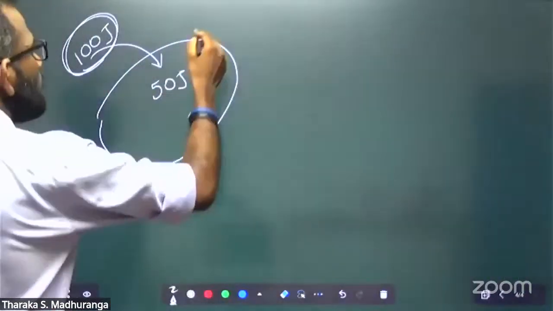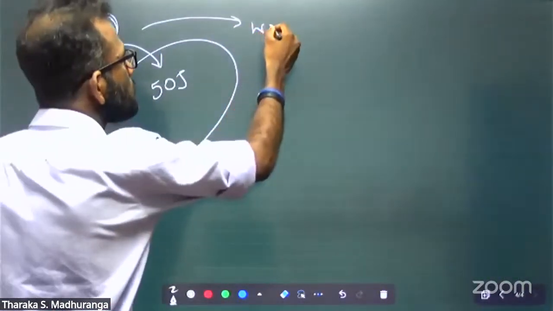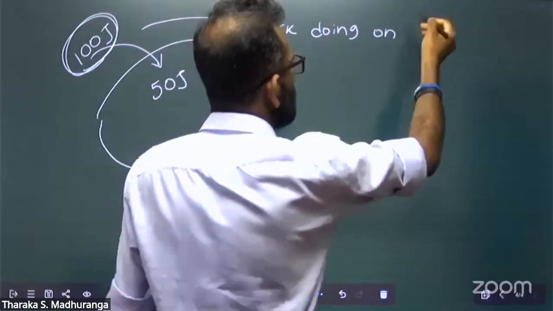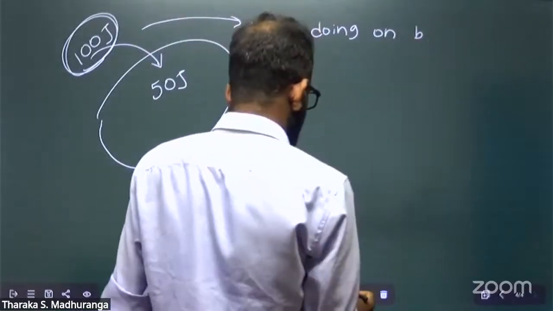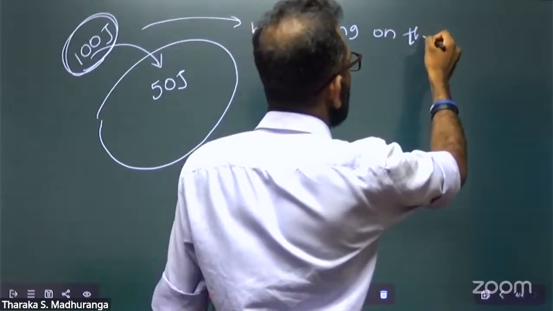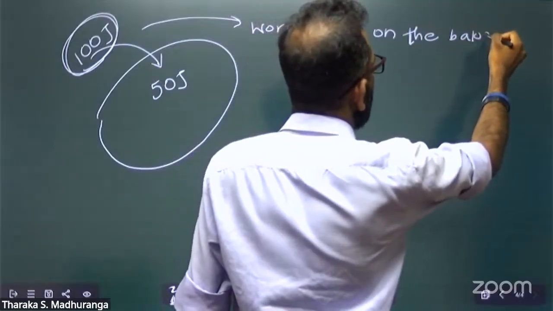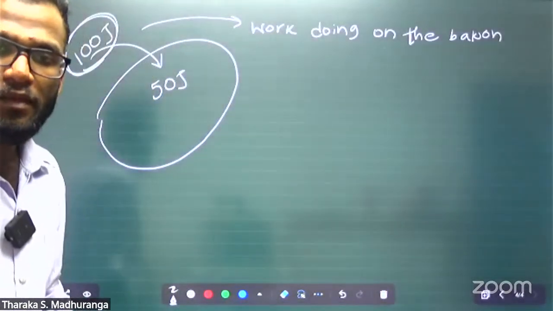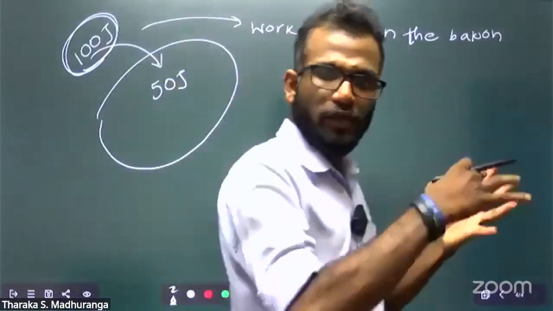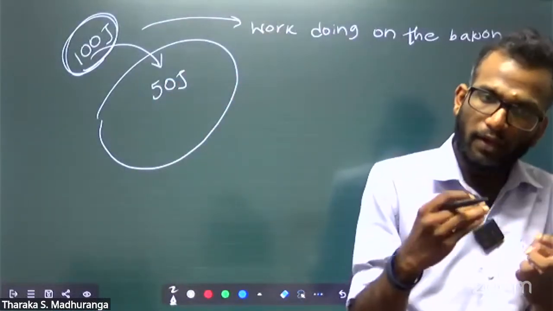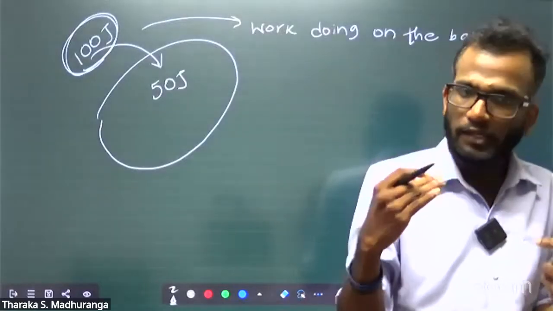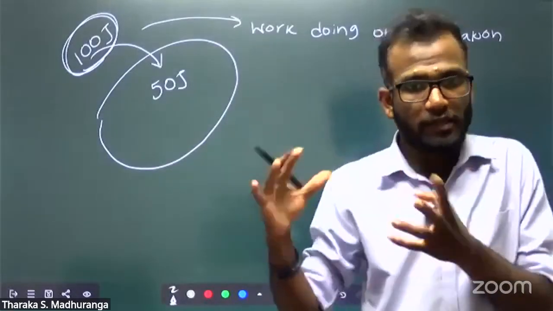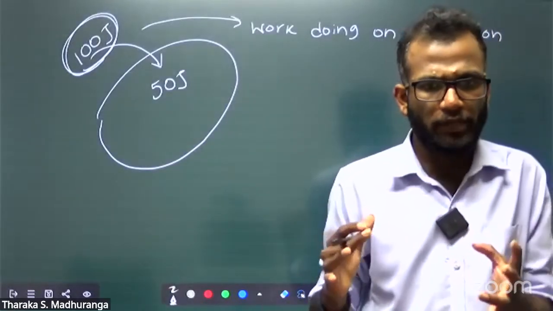100 joules of work is done on the balloon. Then what happens to the energy level? When any work is done on any object, the energy level increases. If the object does any work, then the energy level decreases. I think you got the point.